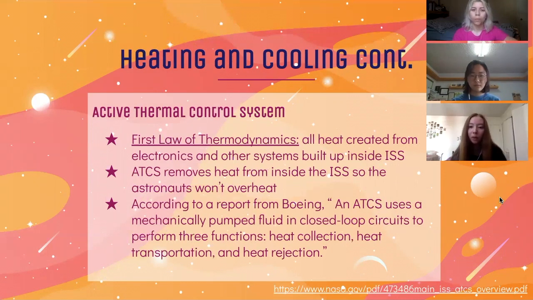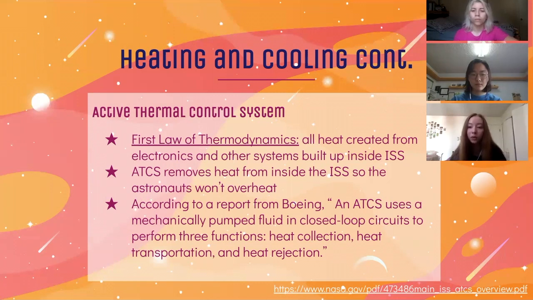But one of the problems with insulation is that because of the first law of thermodynamics, which states that energy cannot be created or destroyed, all the heat that is generated from the electronics and other systems on board the ISS has nowhere to go. That is why there is also a system called the Active Thermal Control System, or ATCS, which removes this heat from inside the ISS so the astronauts won't overheat.